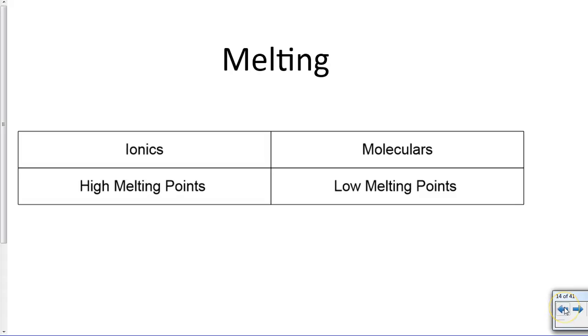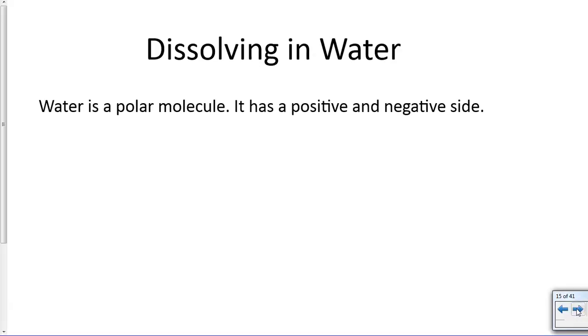Just checking to make sure we didn't skip anything there. Now, dissolving in water. This is interesting. Water we're going to learn about because it shows up in pretty much every unit, but water is polar. If we think about the north and the south pole of Earth being on opposite sides, that's essentially what a water molecule is. It has one side that is positive and an opposite side that is negative.